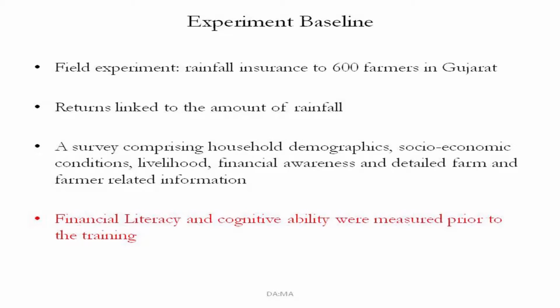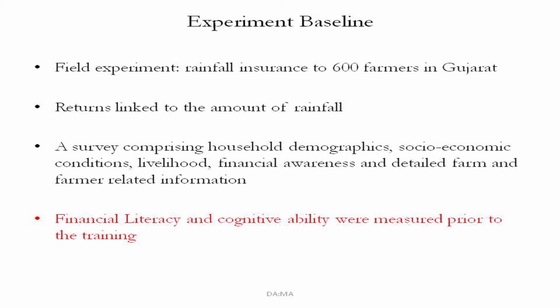So, this is a new type of agricultural insurance, the weather insurance. What they do is they choose 600 farmers and divide them between the treatment group and the control group, where one of the treatments here is financial literacy. So, they give financial literacy training to some of these farmers.